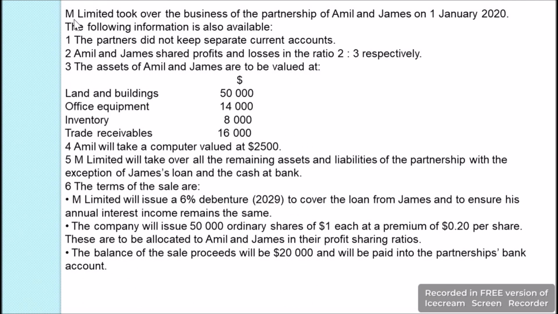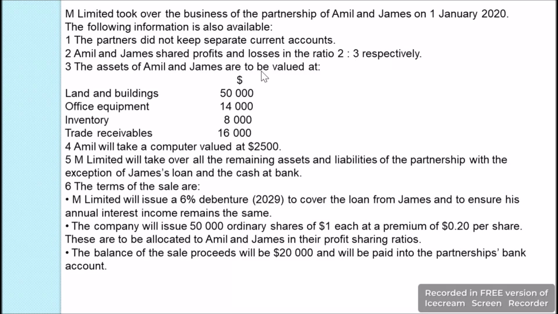Furthermore, additional information is provided. M Limited took over the business of the partnership of Amel and James on 1st January 2020. The following information is also available. The partners did not keep separate current accounts. Amel and James shared profit and loss in a ratio of 2:3 respectively.